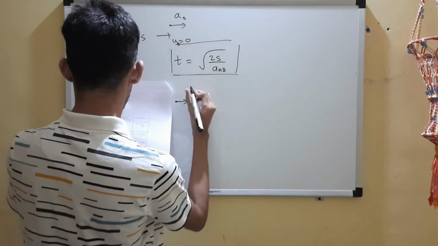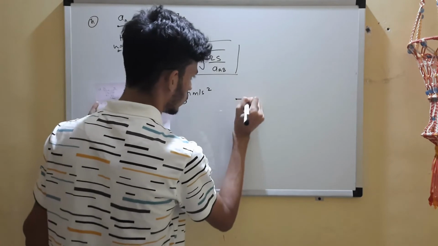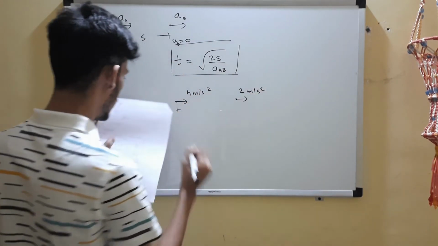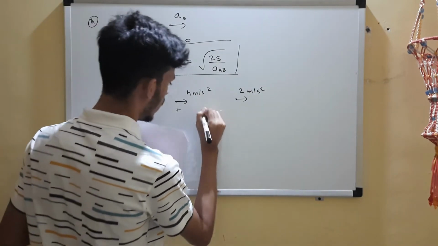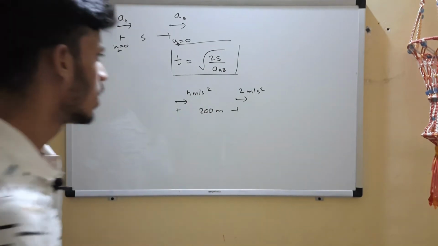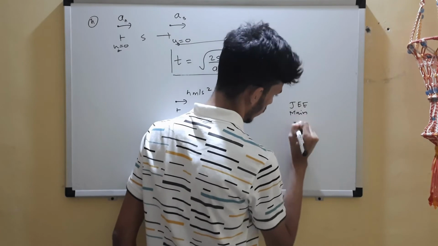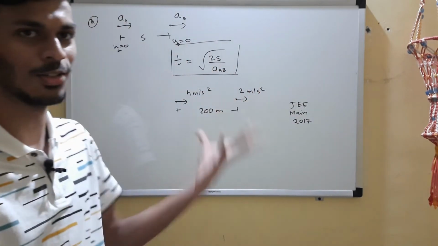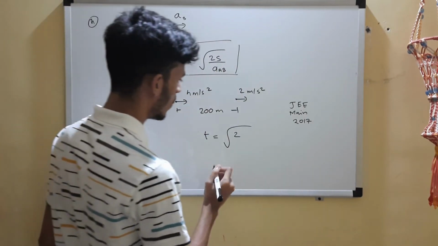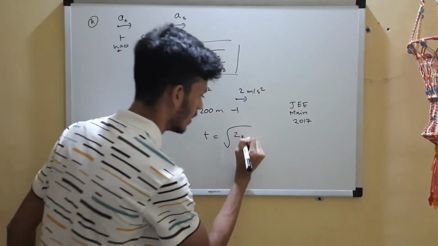Okay, so in this case also you'll have one answer. So 4 and 2. This was a JEE Main 2017 question. So I have only one of this type. Anyways, you can practice many more. You can solve it under 5 seconds. So what to do? t is equal to under root of 2s upon a. This is acceleration of a with respect to b, right? Relative acceleration.